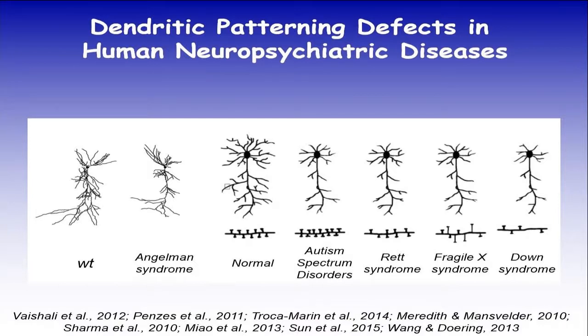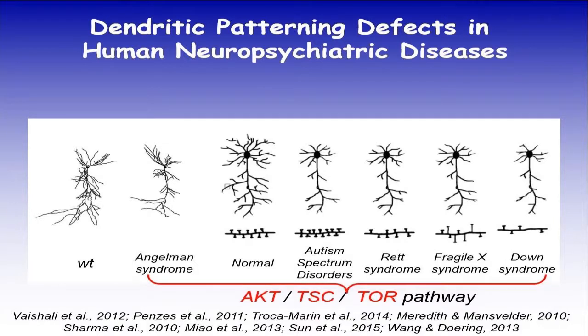And one of the reasons why I chose this small number of diseases is that the TOR pathway, the target of rapamycin pathway, has been implicated in the disruption of this series of diseases, which I will come back to at the very end of my talk.